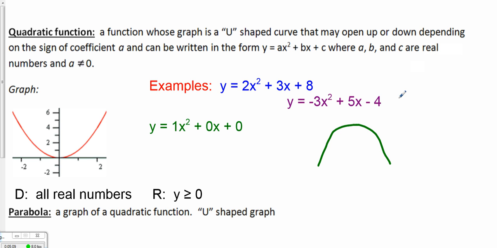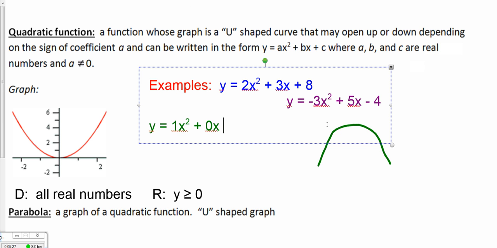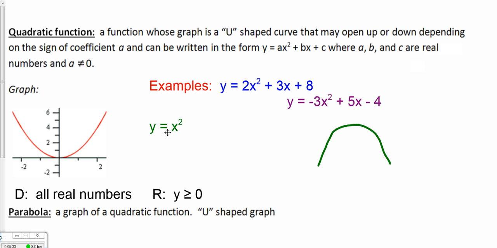Okay, but this one, we still have an A, B, and a C, and they're all real numbers, so this one is also quadratic. And then this last one, this is our basic quadratic function. y equals 1x squared plus 0x plus 1. Well, essentially I can get rid of that 0, we don't need to know 0x, and get rid of this 1. So really it's just saying y equals x squared. And that's what this graph is here.